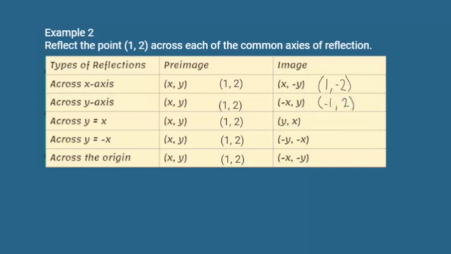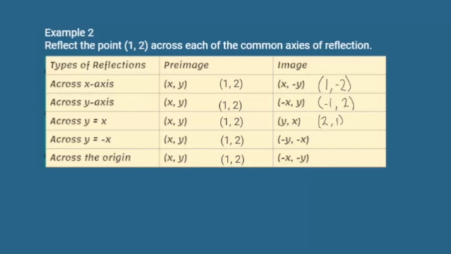Okay? For y equals x, I'm actually just going to flip the 2 coordinates. So I'm not changing anything to positive or negative. I'm just flipping the x and the y position. So I get 2, 1 instead of 1, 2.